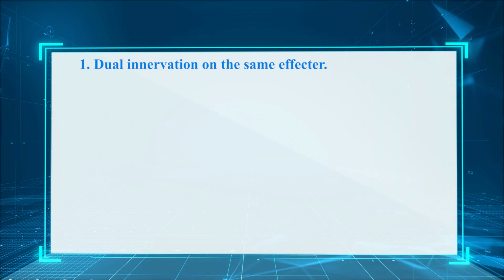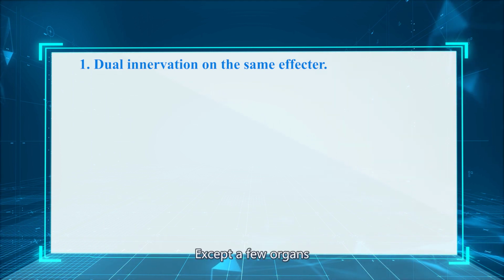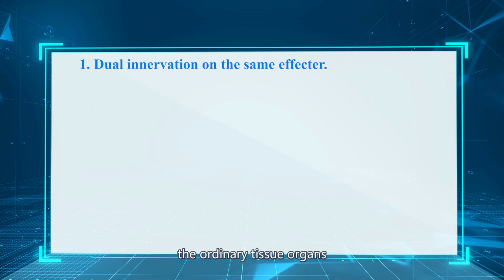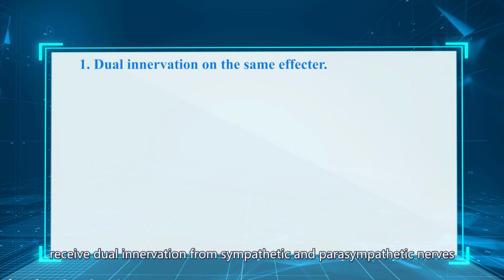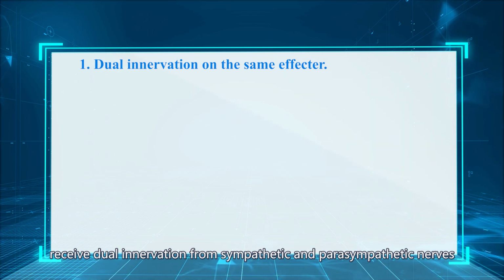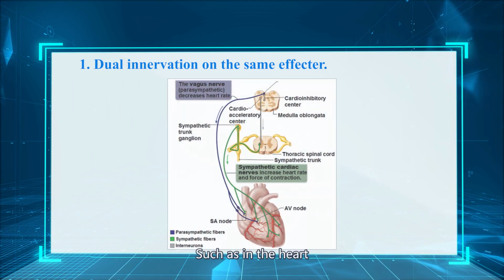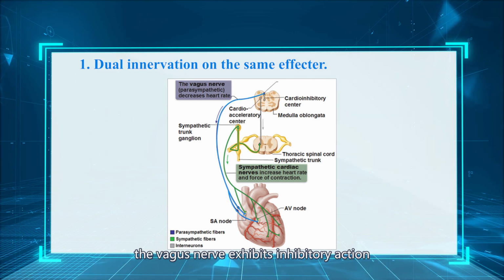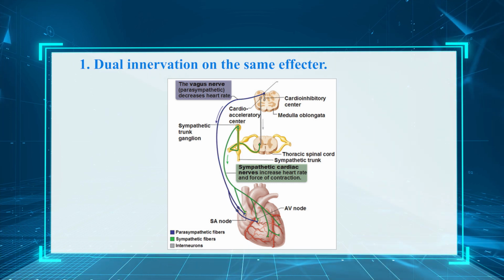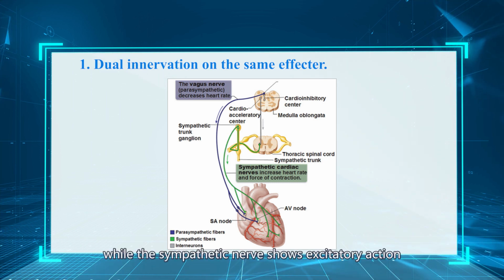1. Dual innervation on the same effector. Except for a few organs, the ordinary tissue organs receive dual innervation from sympathetic and parasympathetic nerves, the actions of which are often antagonistic, such as in the heart. The vagus nerve exhibits inhibitory action, while the sympathetic nerve shows excitatory action.